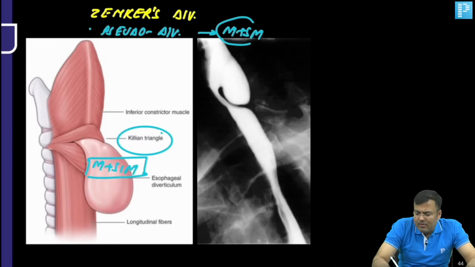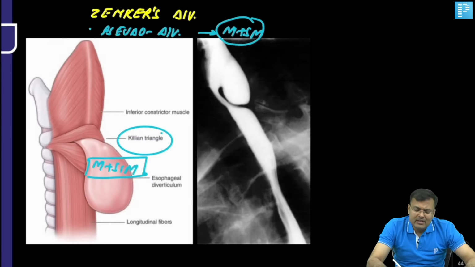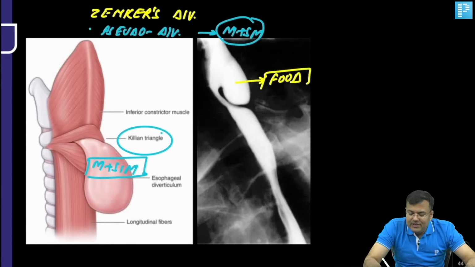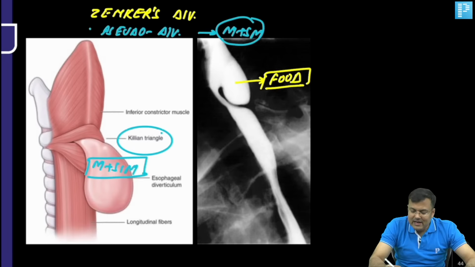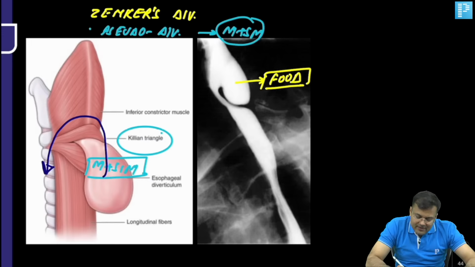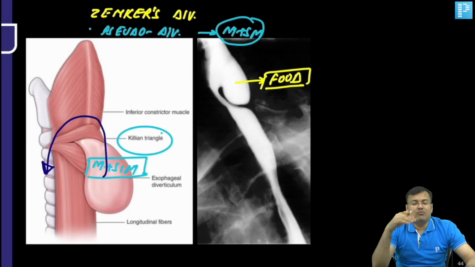What's the big problem over a period of time? Whatever food the patient eats and whatever liquid the patient drinks, the food and fluid can collect here. And if food and fluid collect, what will happen? Yes, there are chances of aspiration. And if there is aspiration, there is pneumonitis. After that, there is lung abscess. So, can you tell me what is the most common complication of Zenker's diverticulum? Guys, tell me. I am waiting for your reply.